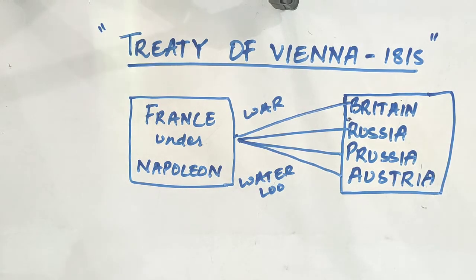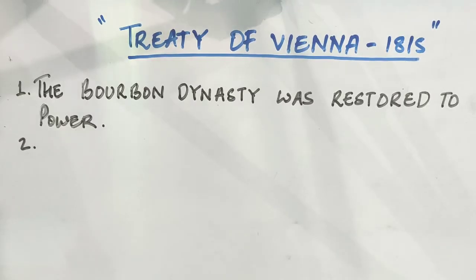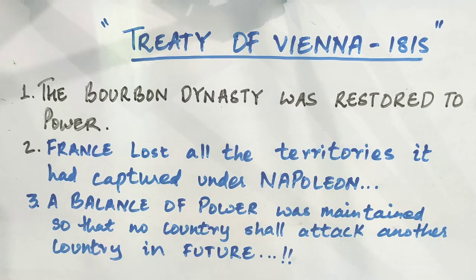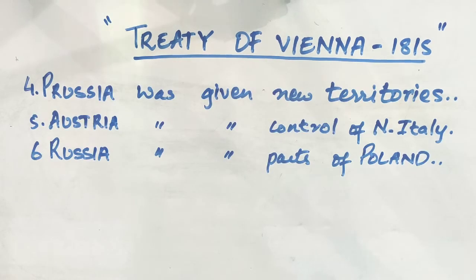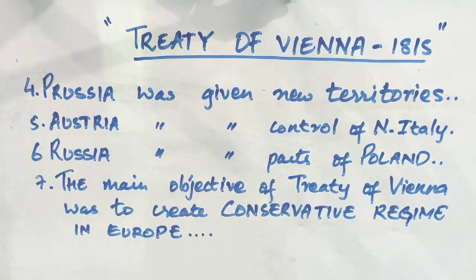These are as follows. The Bourbon dynasty was restored to power. France lost all the territories it had captured under Napoleon. A balance of power was maintained so that no country shall attack another country in future. Prussia was given new territories. Austria was also given the control of the northern part of Italy. Russia was given a part of Poland. And lastly, the main objective of the Treaty of Vienna was to create a conservative regime in Europe.